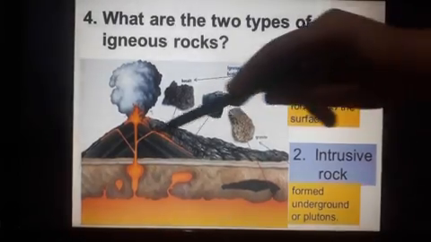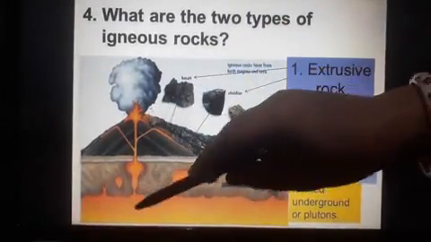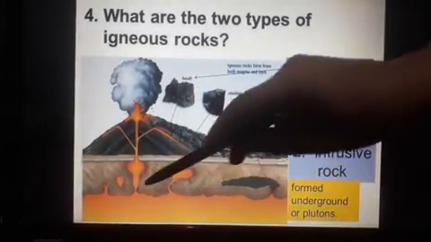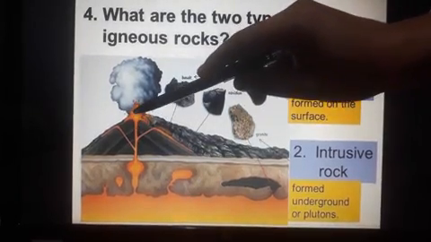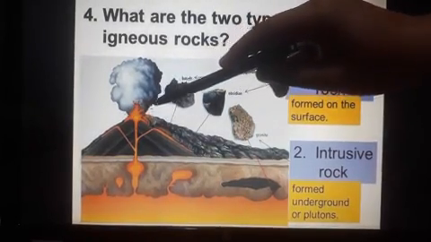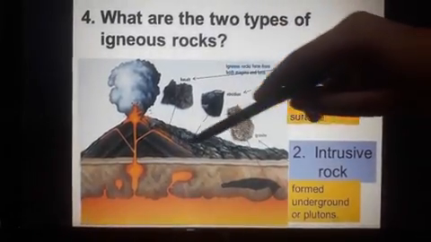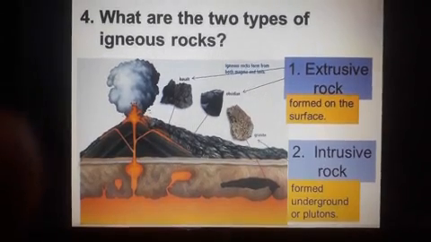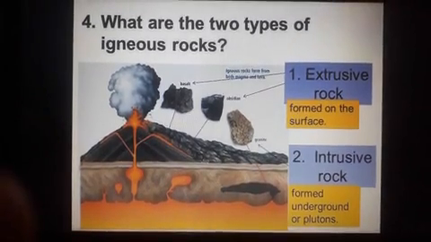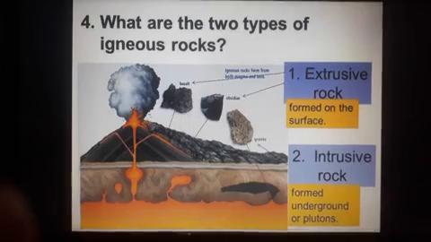You can see the magma chamber. From the magma chamber, the magma is coming outside. When this molten lava comes onto the earth's surface and is rapidly cooled down and becomes solid, the rocks formed in such a way are called extrusive igneous rock or volcanic rock.